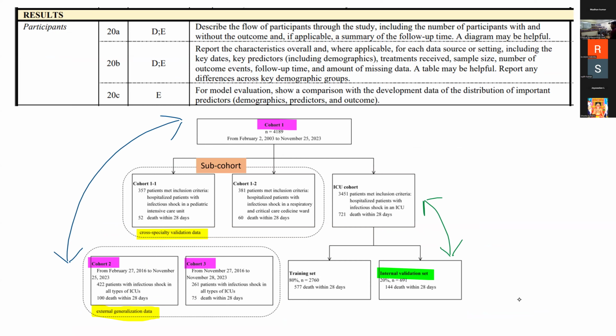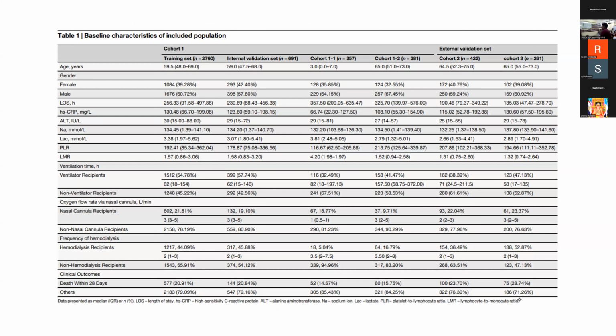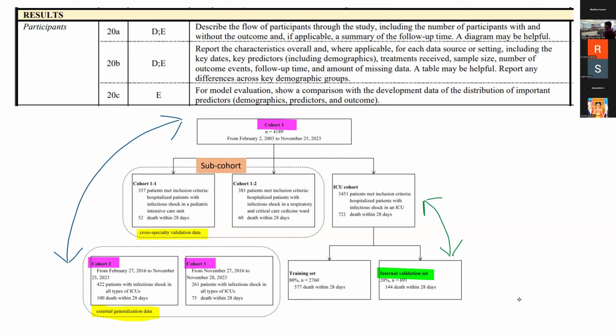Now, describe the flow of participants through the study. They had given a flow of participants based on this diagram. Like I had mentioned, there was one cohort used for internal validation, then two sub-cohorts used for cross-specialty validation, and then an external validation with two separate cohorts. And did they give the characteristics of the study population as a whole? They had given the baseline characteristics of the study population in the training set, internal validation, and multiple sub-cohorts as well as the external validation cohorts, in their article.